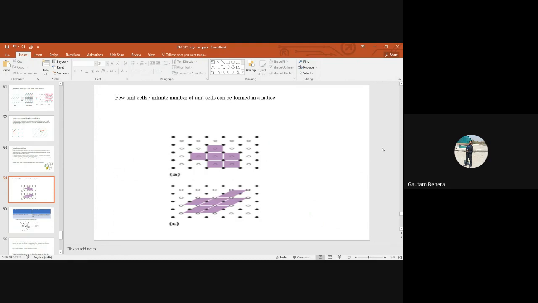So we can have infinite number of unit cells in a particular lattice, but we have to select only one unit cell, right? We can have infinite number of unit cells, but finally we have to choose a particular unit cell that will represent the complete crystal, right? Because that unit cell has to repeat in 3 dimensions to form the crystal structure, right? So basically we try to choose the smallest region.